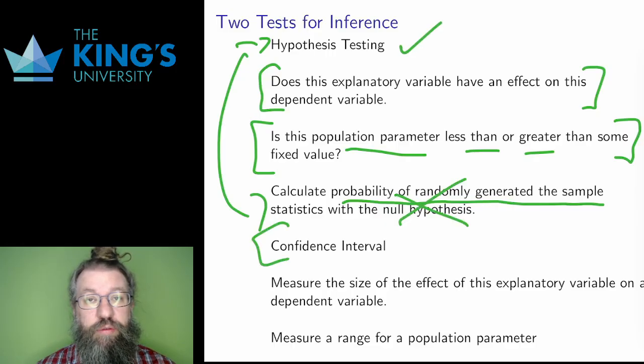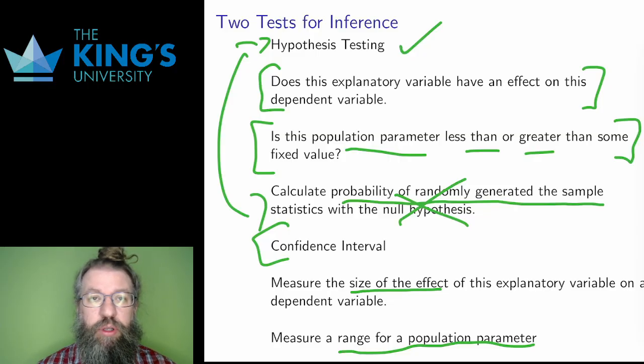Now, what are confidence intervals? Well, instead of a yes-no question, this is about a range of values. A confidence interval measures the size of the effect of an explanatory variable on a dependent variable, or the range for a population parameter. Instead of a yes-no, null alternative hypothesis question, we want to use our sample to say something about the range of values in the whole population. It's not about statistical significance anymore. That's a hypothesis term. It's about where we think the population might be using only our sample.